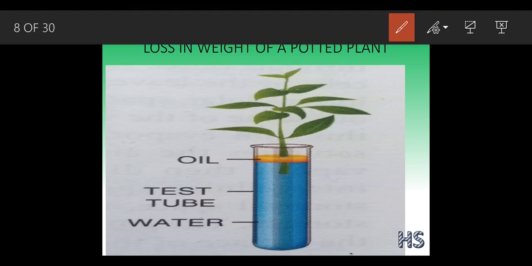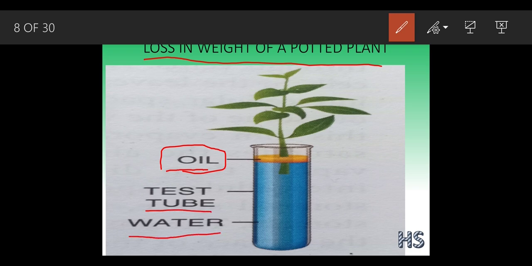The topic is the loss in weight of a potted plant. Let's take a fresh plant. Pour some oil on the surface. Why have we poured oil? So that the plant does not lose water by evaporation. Inside this test tube it is filled with water, and the twig is kept. This plant is kept inside this test tube.